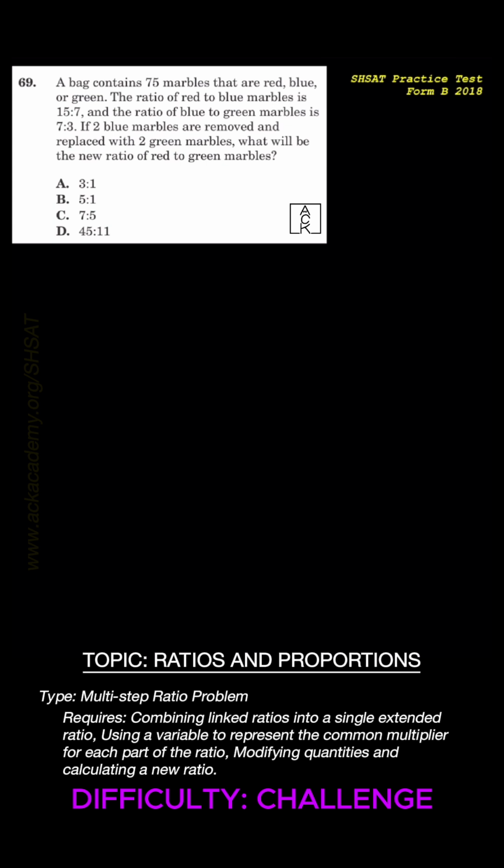Okay, let's write down what we know. We know that red to blue marbles is 15 to 7, and the ratio of blue to green is 7 to 3. Okay. This is a very tricky problem.